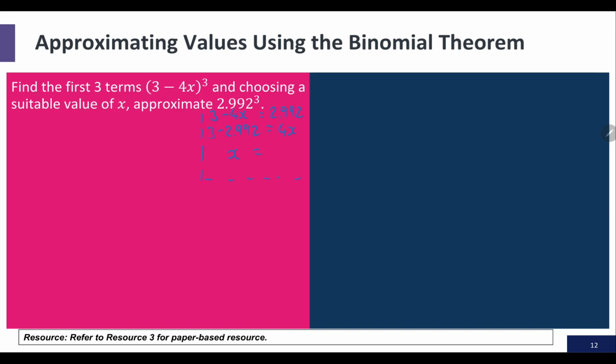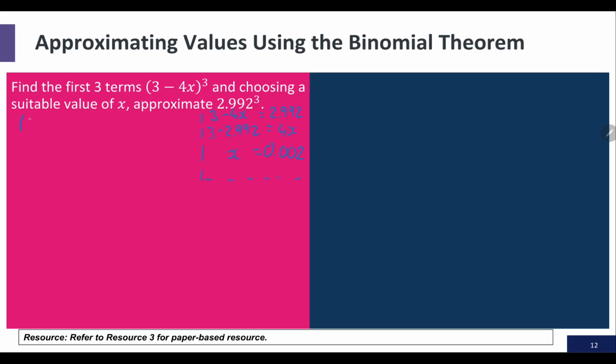So x is going to be equal to 3 minus 2.992, and then we're dividing that by 4. So I get 0.002. Right, let's expand this then.